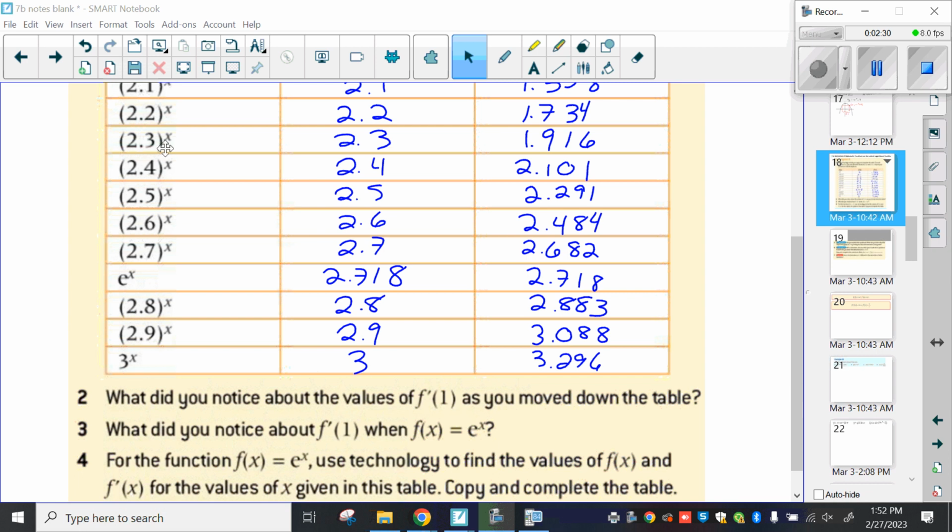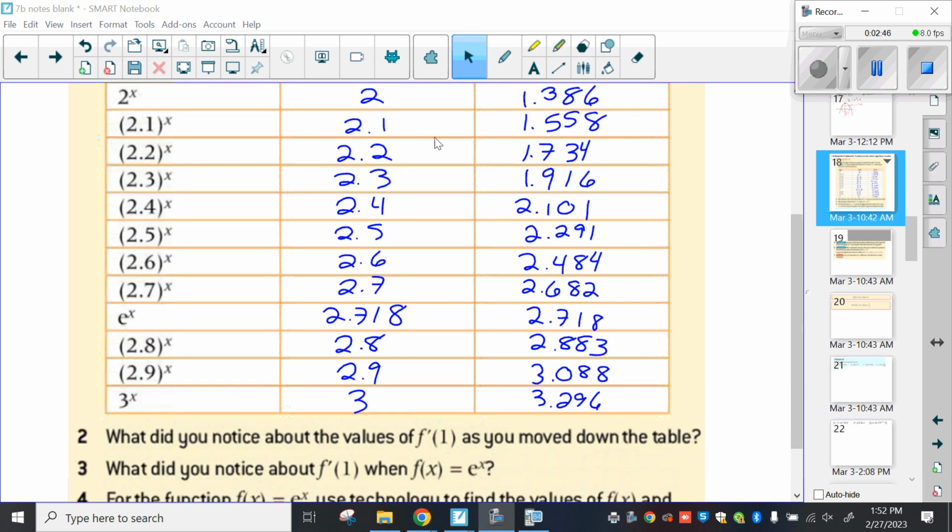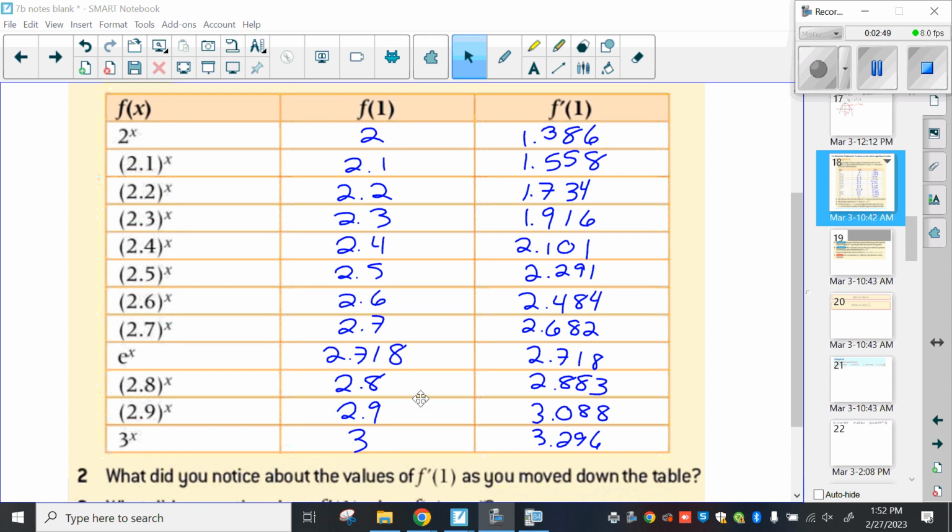If you look at the left-hand column, the base values 2.1, 2.2, 2.3, 2.7 kept getting closer and closer to e. And then as I went past it, I just kept going by one more tenth. When I look at the output of those values, f of 1 is the same as whatever the base is, because I'm substituting 1 in for x. But when I'm looking at the derivative, as I'm getting closer and closer to e to the x, what's happening to my f prime of 1?